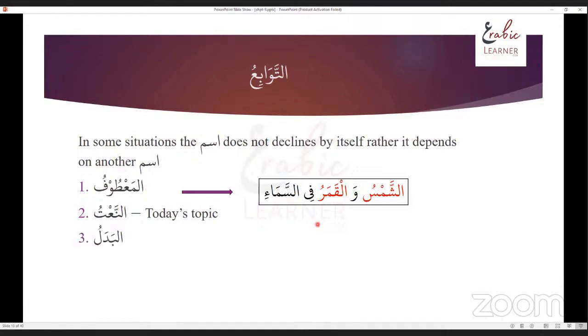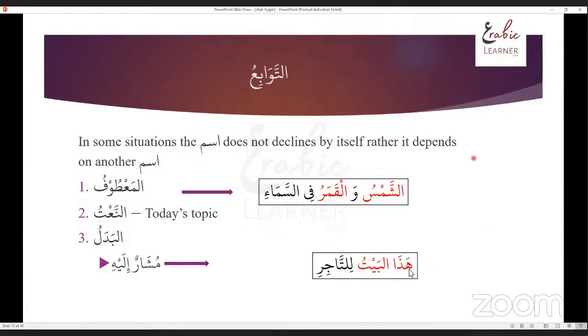Badal. Actually, you have learned within badal specifically musharun ilayh, because badal are different types. You will know it, inshallah. Other types of badal also you will know very soon. But musharun ilayh you have learned. So for example, what is the example? هذا البيت للتاجر.